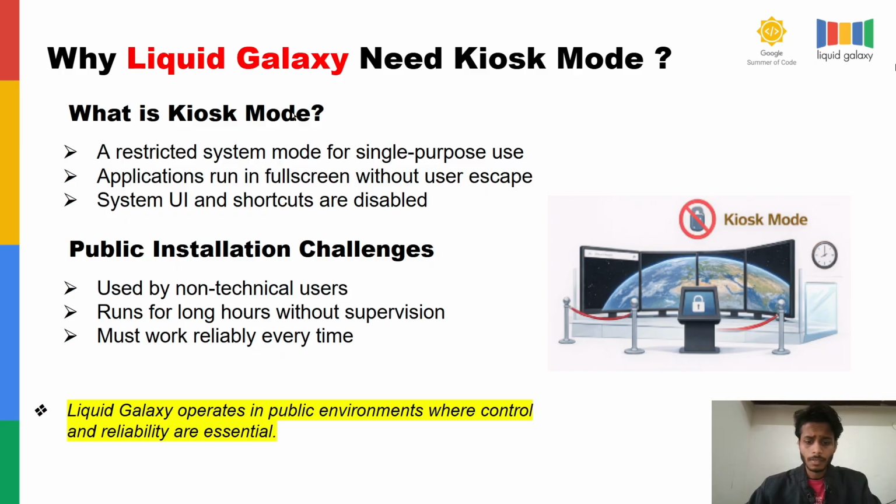Kiosk mode means that the system is restricted to a single purpose. Applications run in full screen and the system UI elements are hidden, while the keyboard shortcuts and escape paths are also disabled. This is essential because Liquid Galaxy is typically used in public environments like a museum, exhibition, or research lab, where environments are not controlled. People walk up to the system and interact with it freely. Those users are not technical, they don't know which keys are safe to press, and they shouldn't have to.